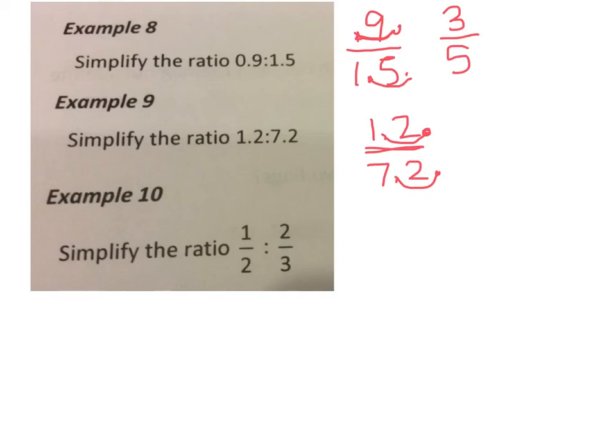I can divide top and bottom by a lot of numbers, but the easiest one would be divide by 12. 12 goes into 12 once, and 12 goes into 72 6 times. That is what I just divided by was the greatest common factor. It was the biggest number that goes into both of them. So it's 1 to 6.